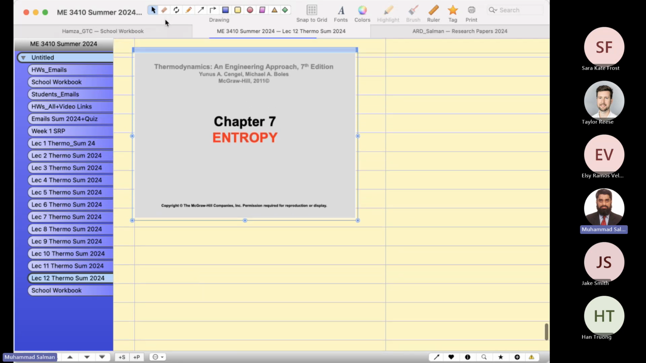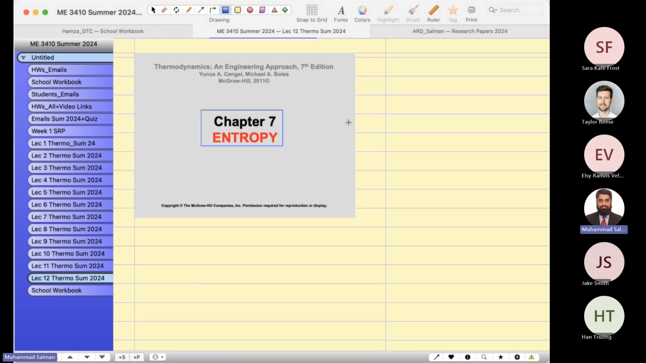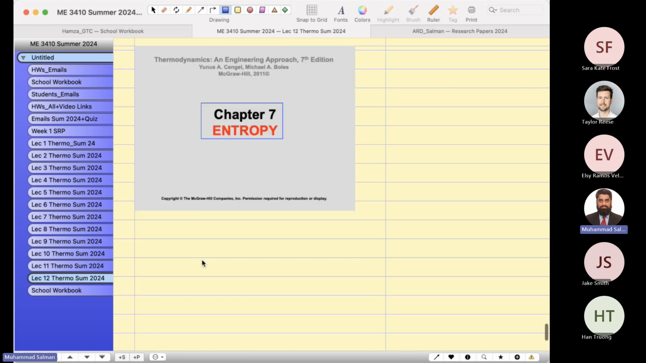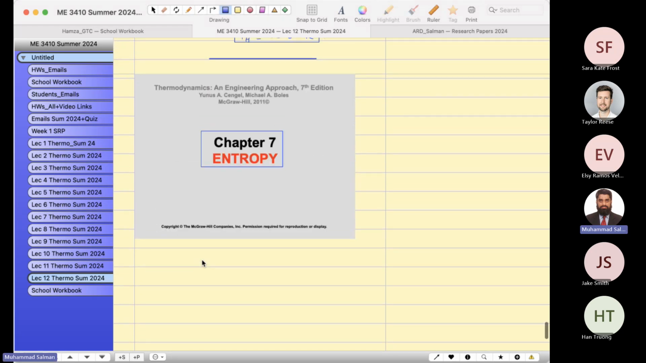So what is entropy? Entropy is like a measure of disorderness. Like if you are not having some available energy to perform some work, this is entropy.